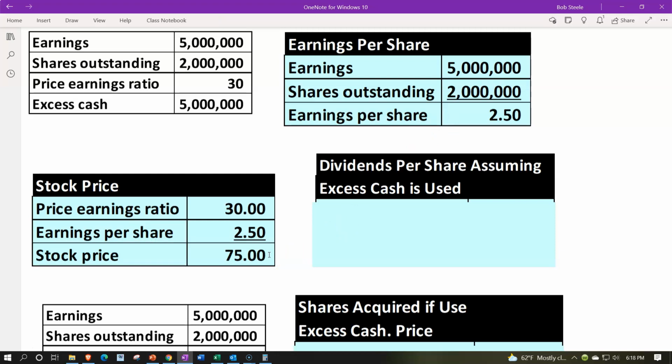All right, first we're going to imagine then, so this is going to be our stock price at this point in time. Let's imagine we take then that 5 million excess cash and we give it out in the form of dividends. How many dividends would we be giving out per share?